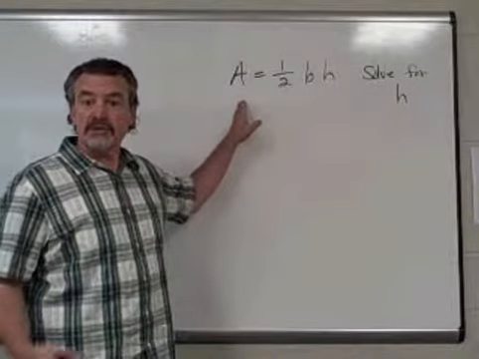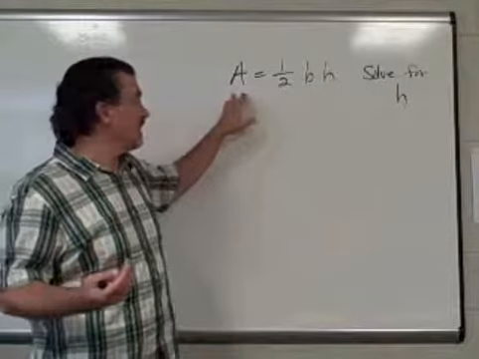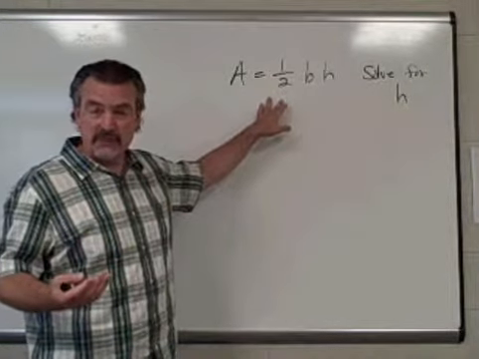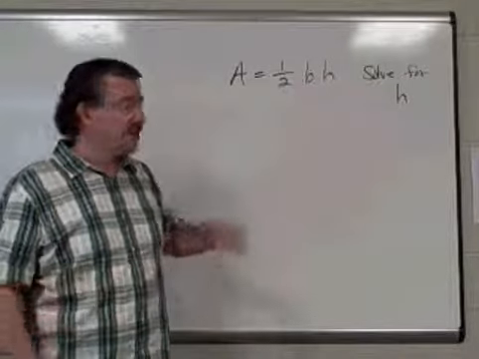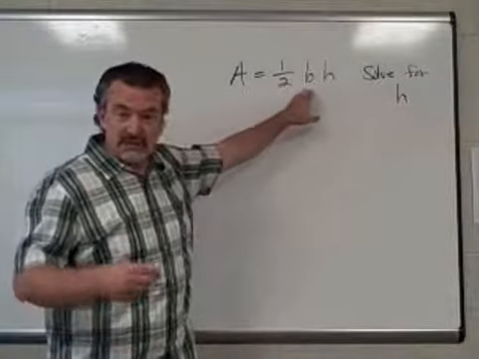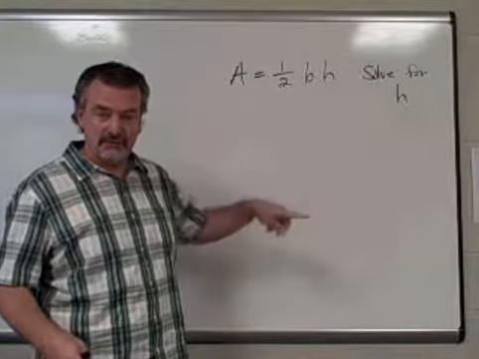This is a formula that some of you may remember. If you took a geometry class, you may have studied this formula. This is the formula for finding the area of a triangle, where B stands for the base of the triangle and H stands for the height of the triangle.